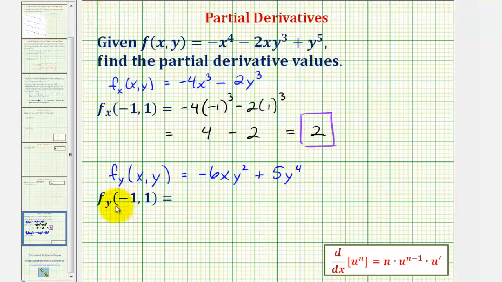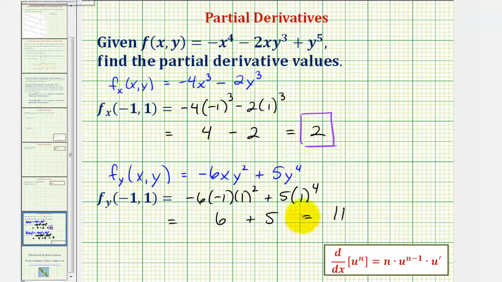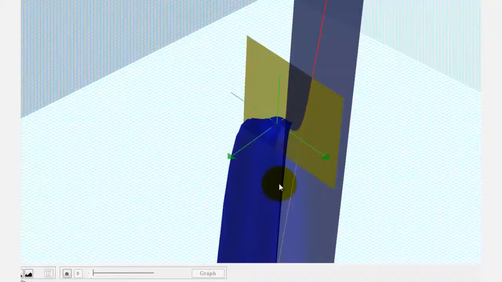And now we'll evaluate this at negative 1 comma 1, so we'd have negative 6 times negative 1 times 1 squared plus 5 times 1 to the fourth. So here we'd have positive 6 plus 5, which is equal to 11. Which means at this point on the surface, the slope of the tangent line in the y direction is positive 11. This graph didn't turn out so well, but let's go ahead and take a look.